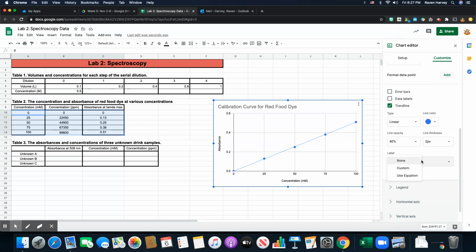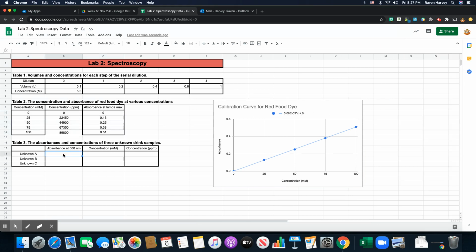And you want to go to label. After you've done trend line, this all pops up. Use equation, and it'll put the equation right here at the top. Okay, and remember, your equation may look a little bit different from mine just because your absorbances may be different. That's fine. Okay, so now that I have this, I'm going to come down and we're going to do part 3 where you're looking at the 3 unknowns. And so these could be things like red Gatorade, Kool-Aid, things like that would have this red food dye.